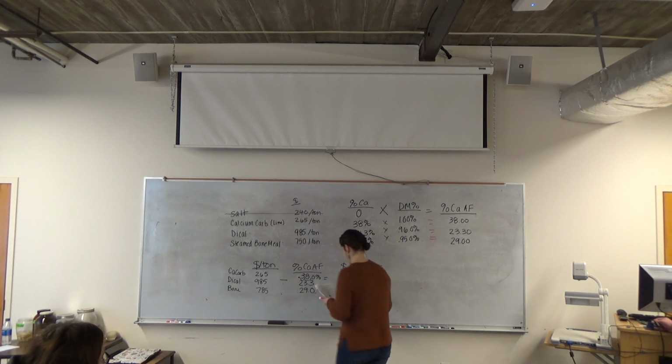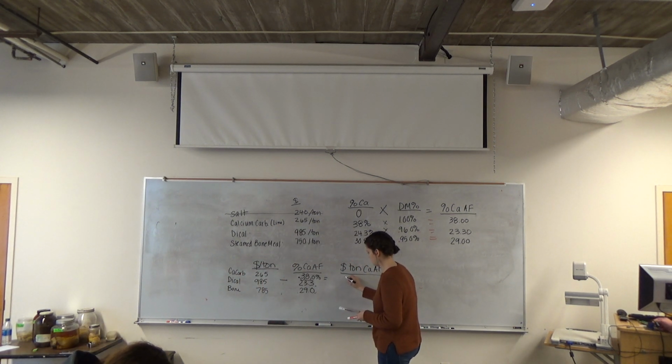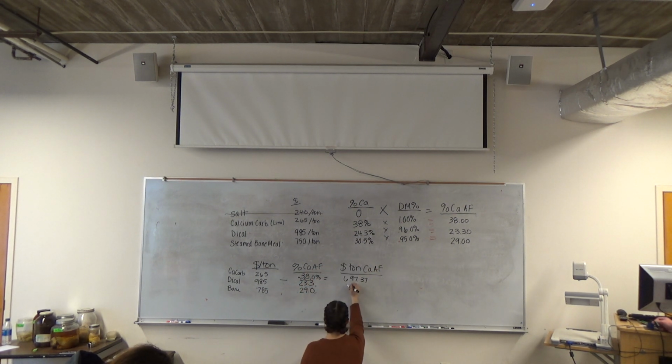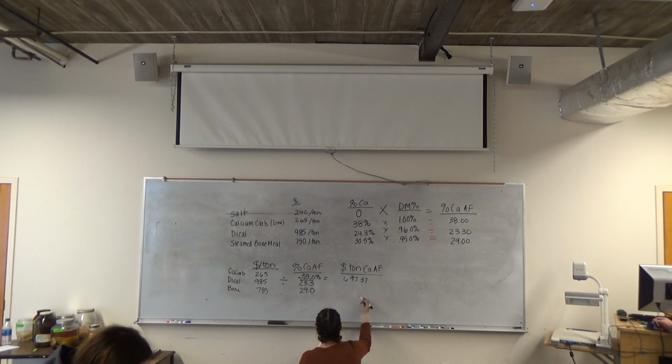So 265 divided by 38% is 697.37. A ton price, while I'm thinking about it, 2 decimals is fine, okay? On 2,000 pounds of feed, if you get it to the penny, you're doing pretty good. I'm not worried about you carrying 4 decimals.